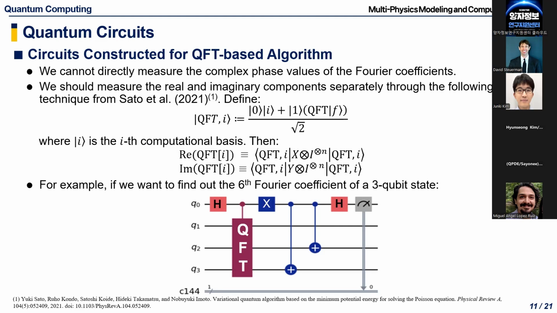qubit. And moreover, since the QFT block reverses the order of qubits, for example, if you want the 6th Fourier coefficient in the 3-qubit state, then we want to project the QFT transformed state vector onto the 110 computational basis state. But since the bit order is reversed, in this case, we have to look not at the first but at the second and third qubit here.